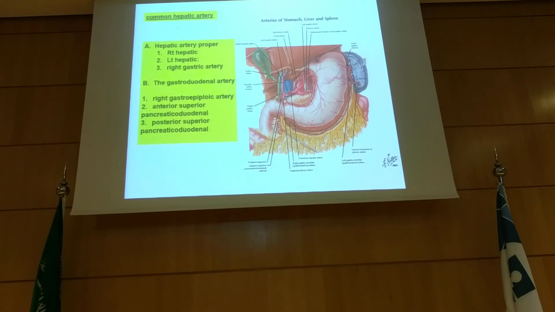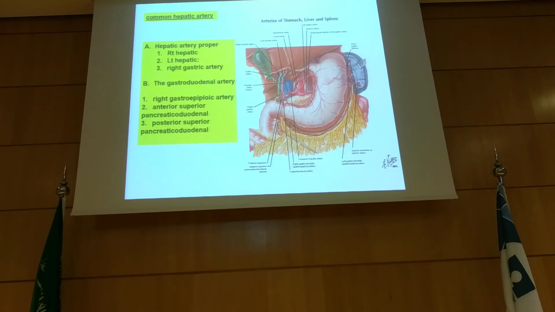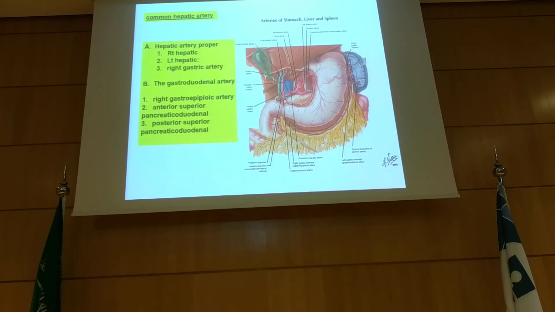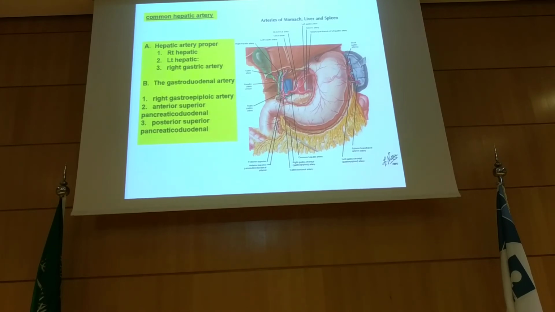Okay? Now the third branch from the celiac. Remember we said the celiac: left gastric, splenic, and the common hepatic. Why do we call it common? Because it will divide again. Otherwise we'd just call it hepatic. This common hepatic will divide into two branches. One goes up and one goes down. The one that goes up toward the liver, we're going to call the hepatic artery proper.